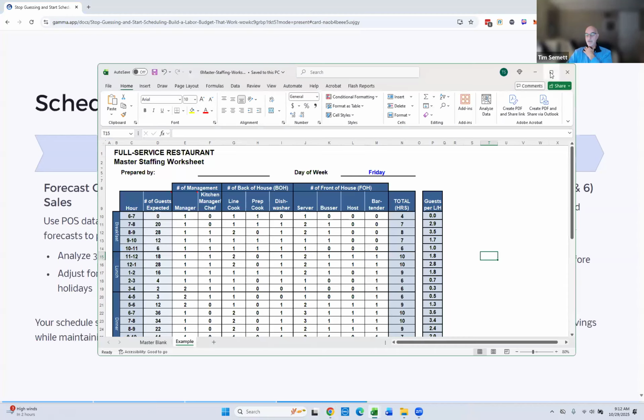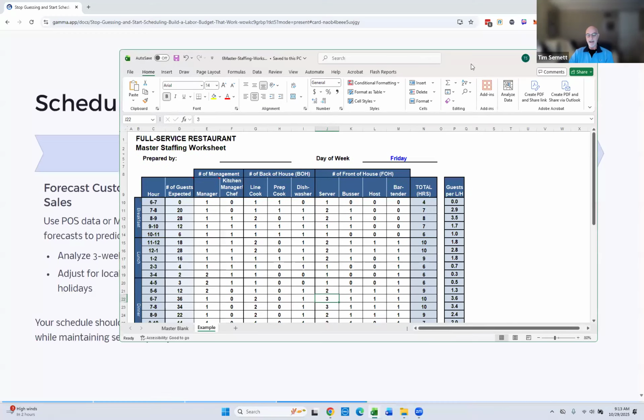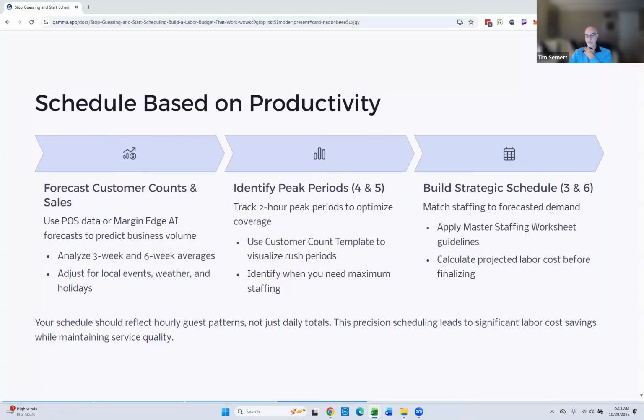That's what this is. So you're looking at every hour, and this is a particular day of the week, Friday. Every hour you're open during that day, how many of each position should I be scheduling? How many should I anticipate needing at each hour during that day? So this takes some work. You have to do this for every day of the week, and you're looking at the data for the forecast, and you're looking at the data that we just accumulated for identifying peak periods and how many staff you need during those peak periods.